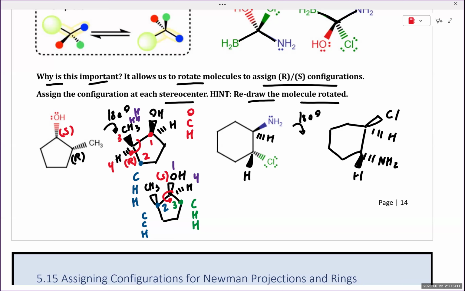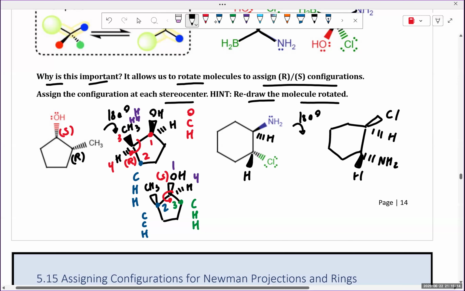We're now ready to assign priority. Looking at this center here, the nitrogen's priority 1, the carbon attached to the chlorine's priority 2, the carbon attached to just carbons is priority 3, and the carbon attached to hydrogen's priority 4. Tracing from highest to lowest priority, 1 to 3, this gives us a clockwise rotation or an R configuration.